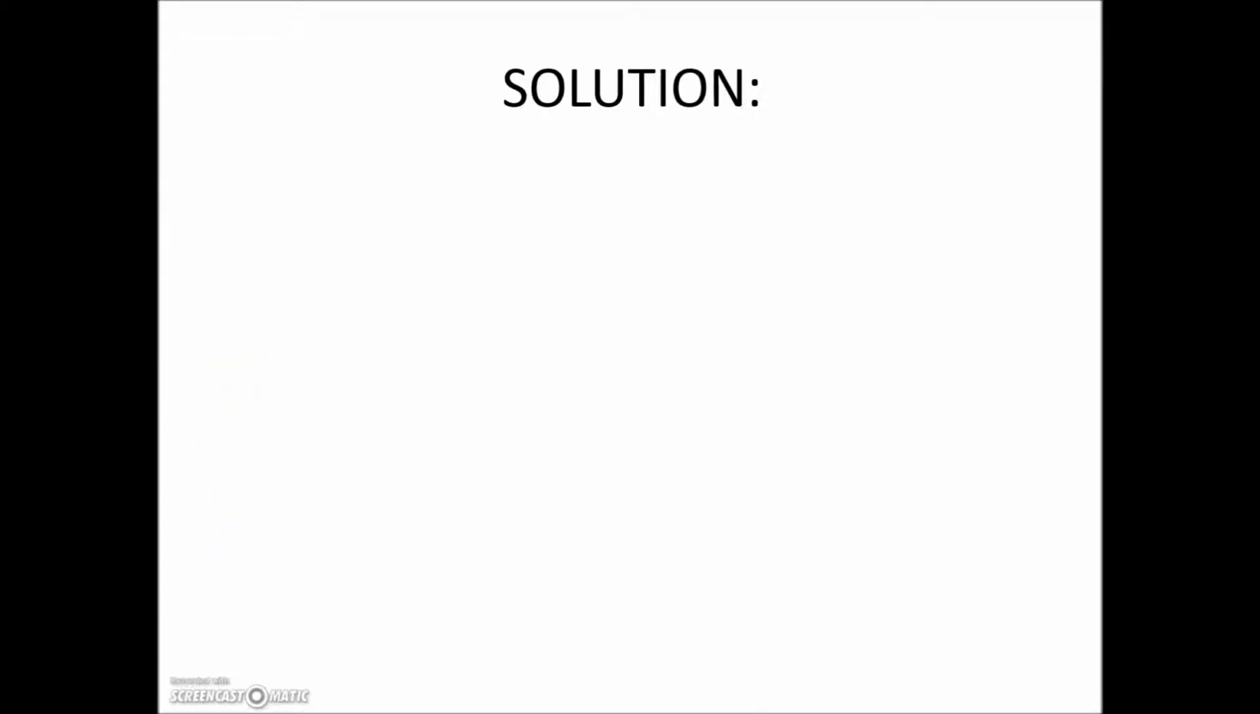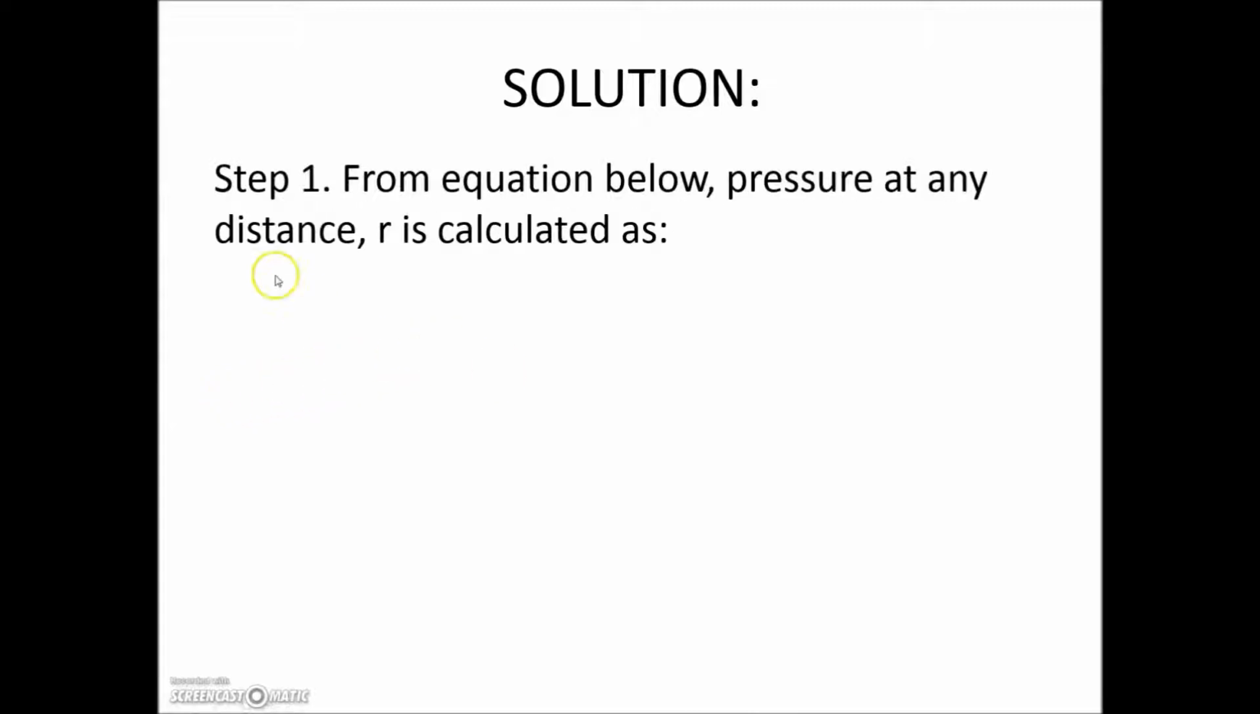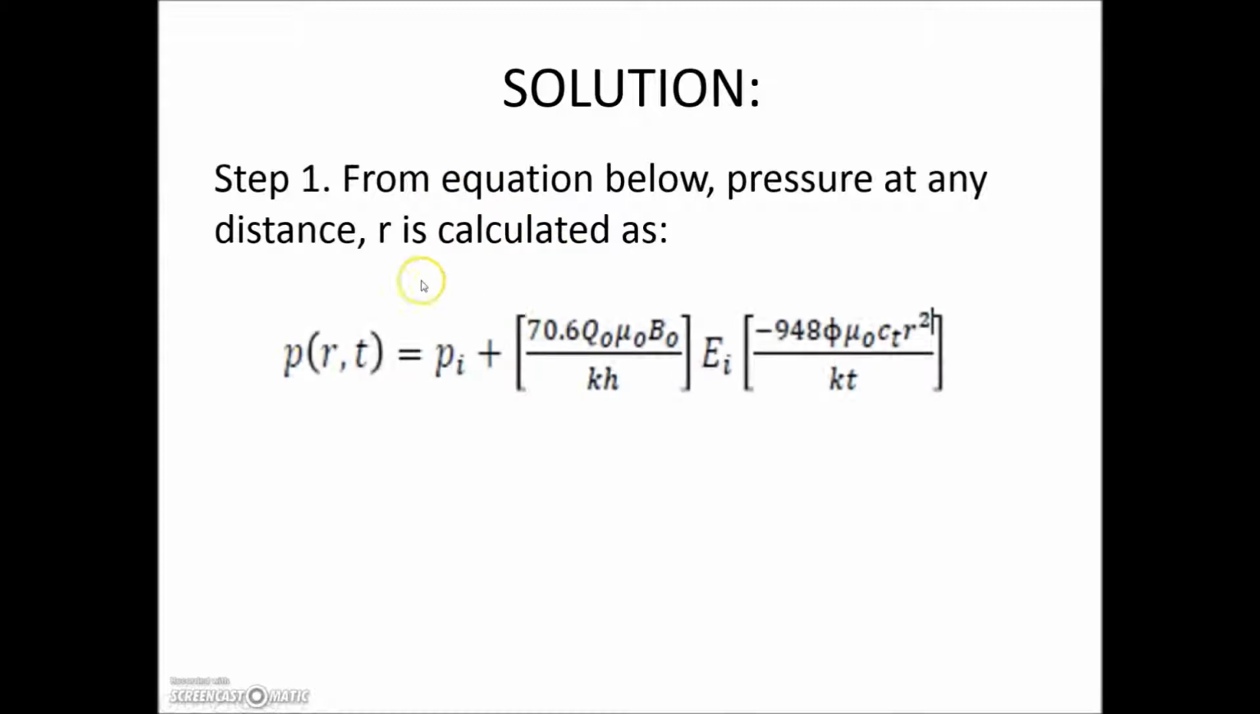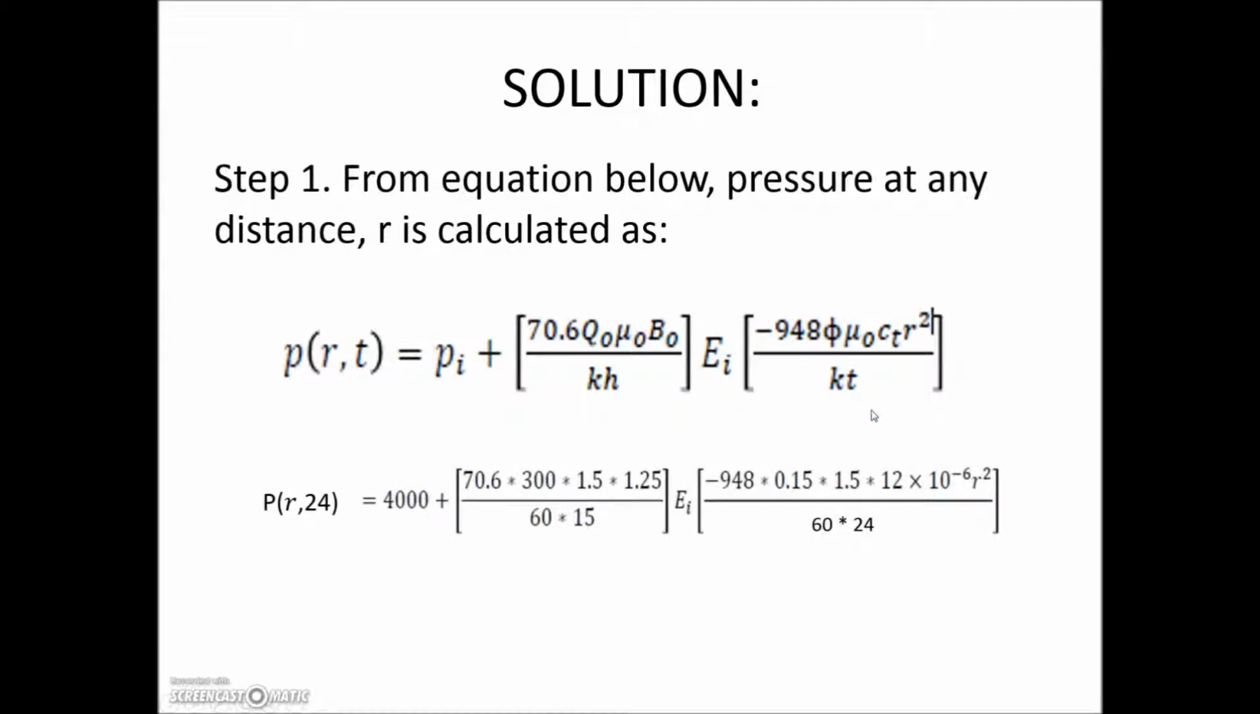Now let us see the solution based on the question given. Step 1. From the equation below, the pressure at any distance r is calculated as P(r,t) equal to Pi plus 70.6 Q mu B over kh times Ei of 948 times porosity, mu, ct, r squared over kt. All the information is given in the question, so we just need to key in the values to get the value of the pressure. Next, we move to step 2.